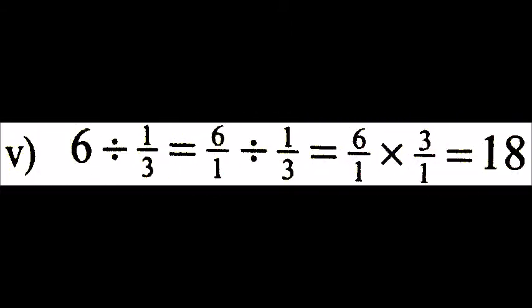Then 6 divided by 1 over 3 is equal to 6 over 1 divided by 1 over 3, because 6 whole number is the same as 6 over 1. Don't confuse yourself. So therefore, 6 over 1 times 3 over 1 is equal to 18.